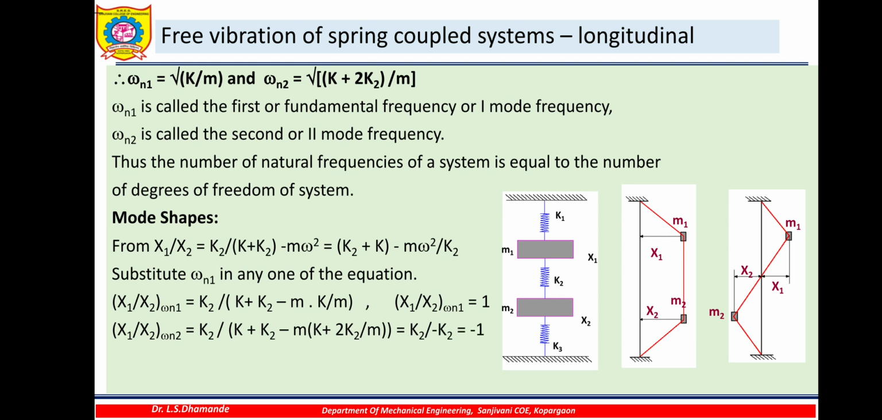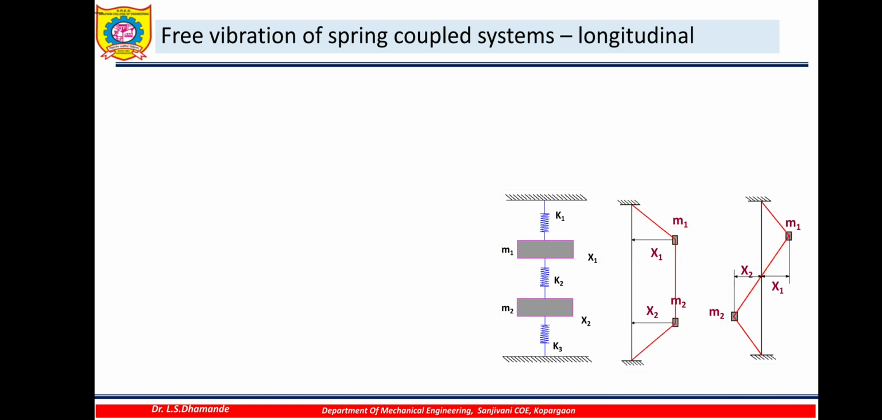as 1. Similarly, when you put the value of omega n2 in this equation, you will get this as minus 1. It means for the first natural frequency your ratio of x1 by x2 is 1, and for the second natural frequency it is minus 1. Accordingly you will get the same displacement when it is vibrating with the first natural frequency, x1 and x2 will be equal, and it will be opposite when it is vibrating with the second natural frequency.